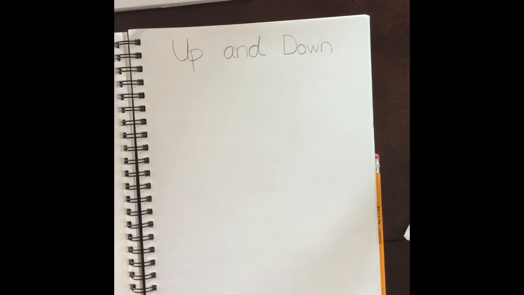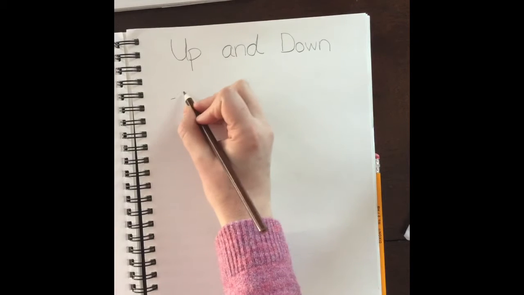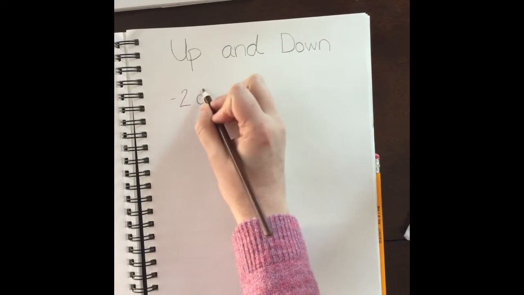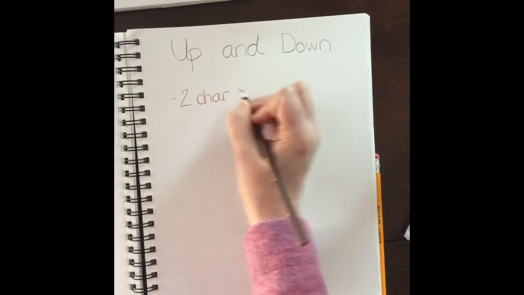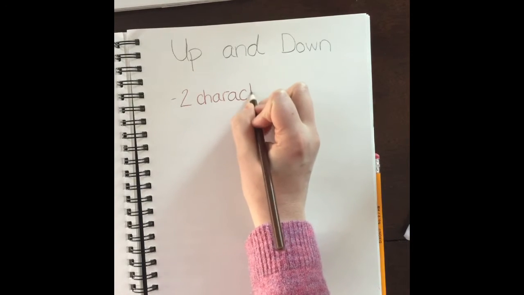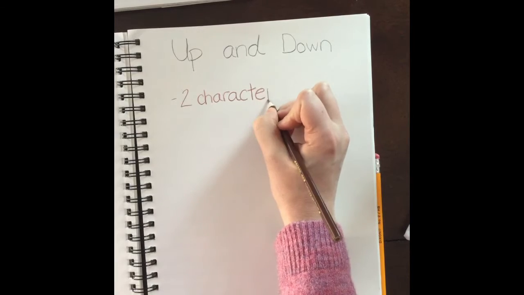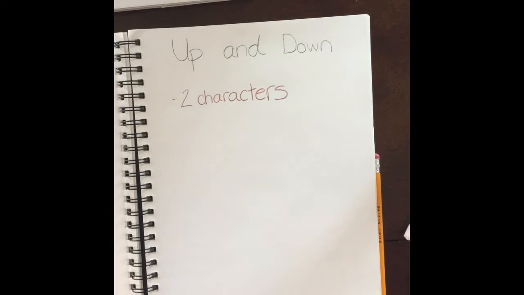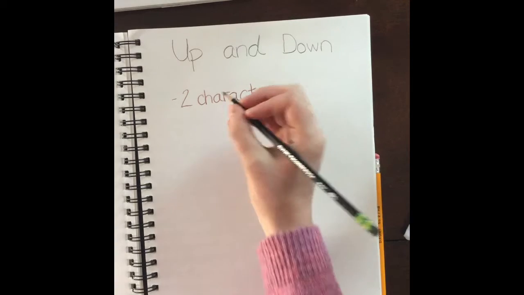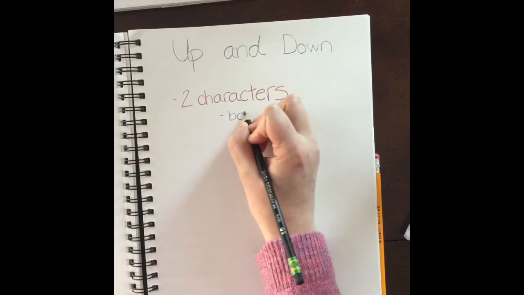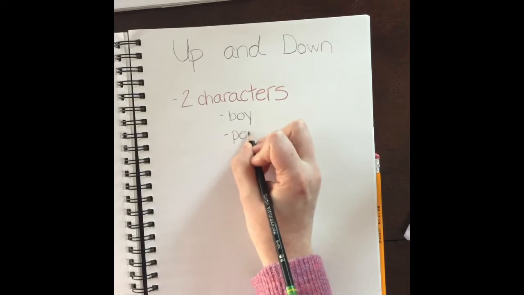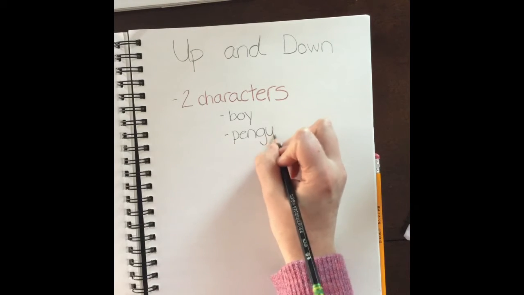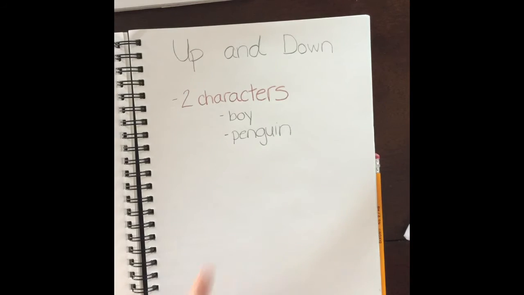And what I'm going to write first for the story is that there were two characters. I remember in our other story, there was a lot of people since he was turning into different things. But for Up and Down, two characters. And I'm even going to go a step further, and I'm going to write that there was a boy and a penguin. There was a boy and a penguin in this story.